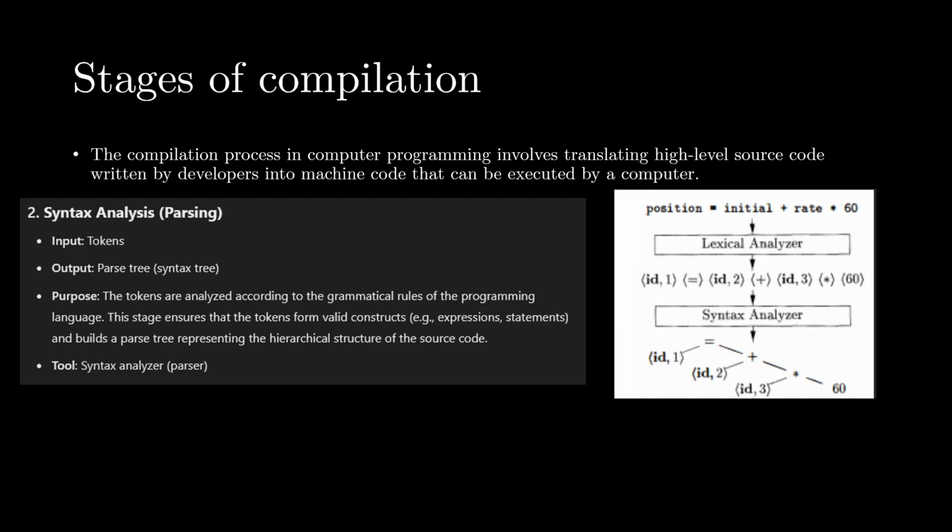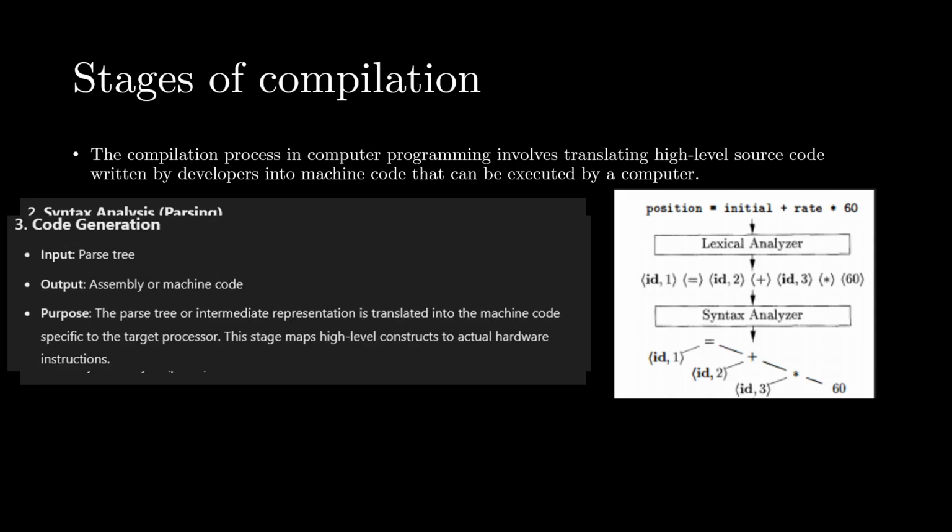So the second stage is the syntax analysis, where we input the tokens from the lexical analyzer, and we output a syntax tree. The purpose of this is that the tokens are analyzed according to the rules of the programming language. Remember, all programming languages are different, so the source code has to match the rules of that specific programming language. This stage ensures that the tokens form valid constructs, and it builds a syntax tree representing the hierarchical structure of the source code. The image on the right also shows an idea of what a syntax tree might look like.